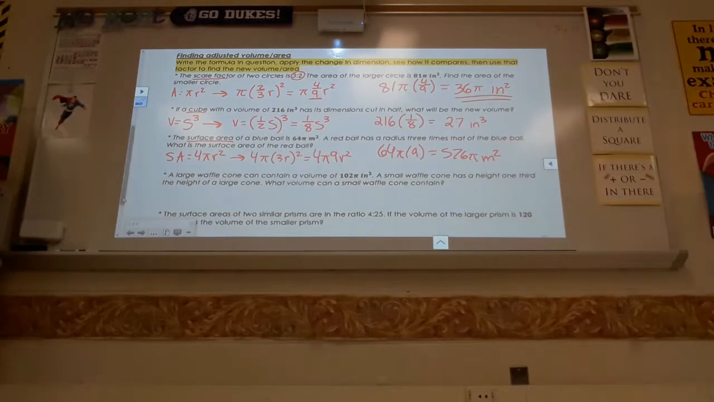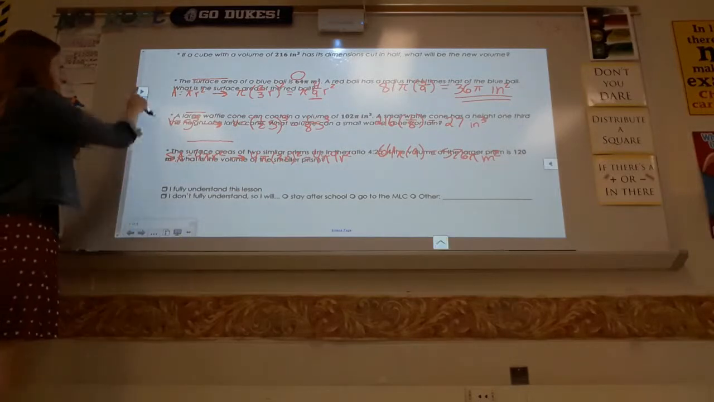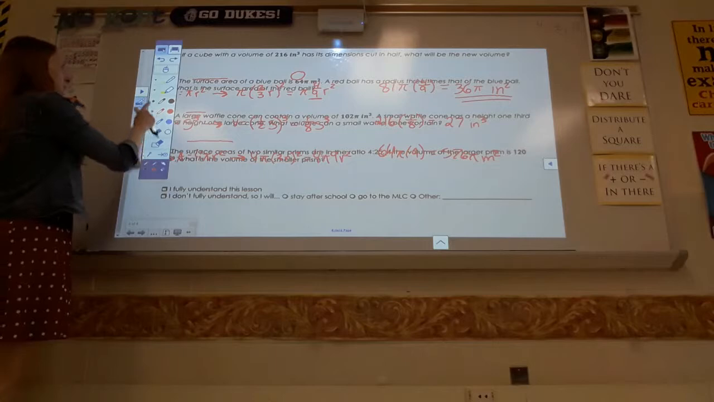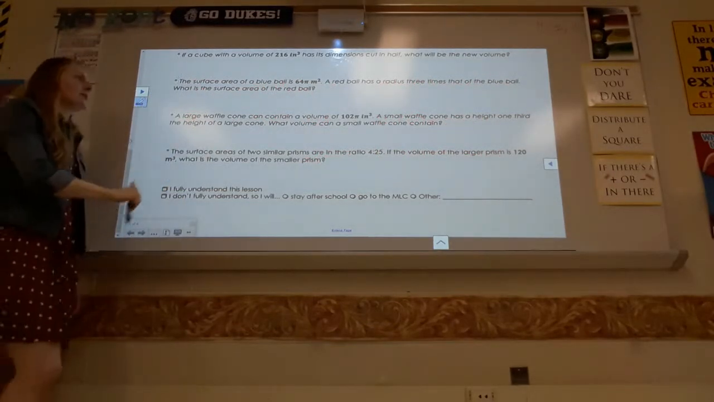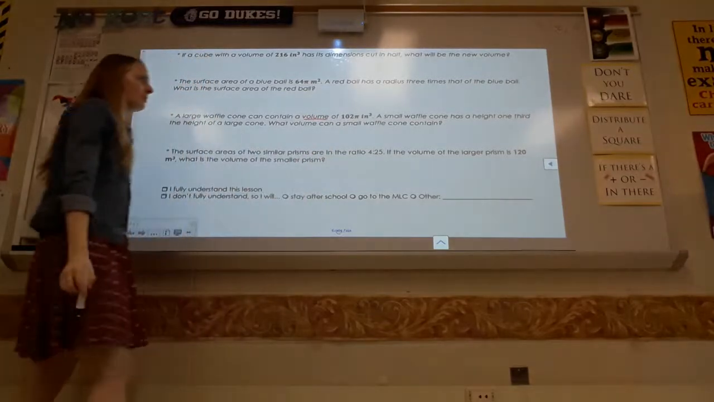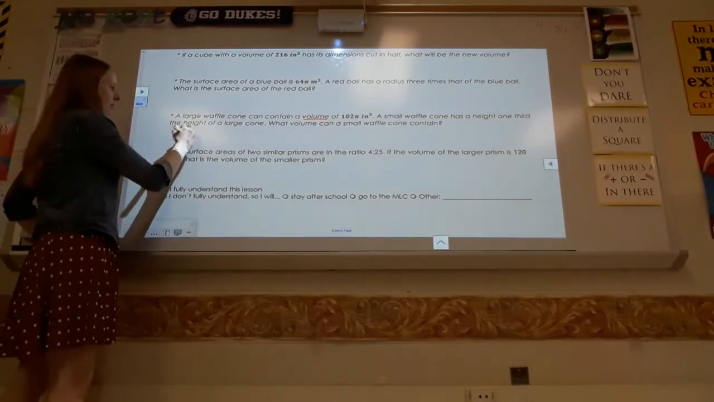Couple more. Waffle cone. A large waffle cone can contain a volume of 102 pi inches cubed. A small waffle cone has a height that's 1/3 the height of the larger cone. What would the volume of the smaller cone be? Again, if I just gave you what the height was, you could find it real easily, but I didn't do that. Volume of a cone.